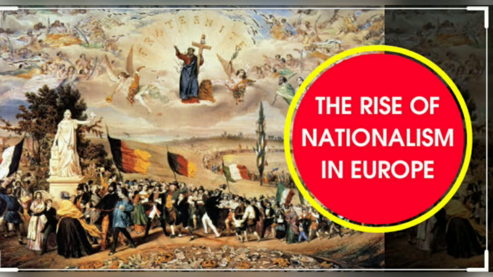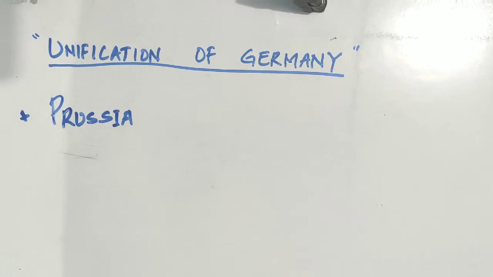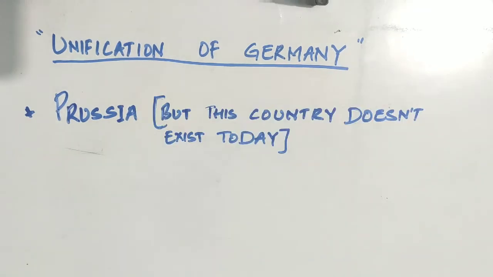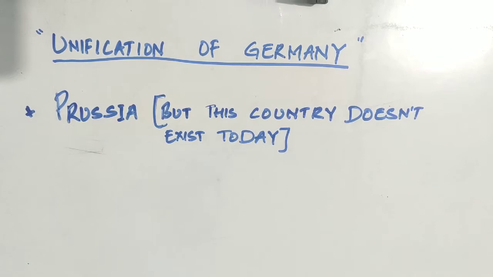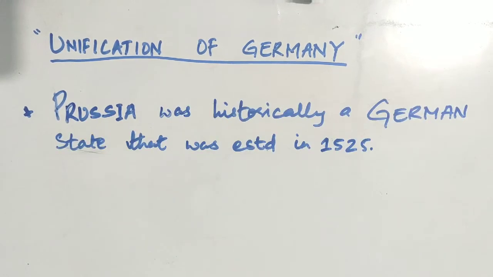Today we'll discuss the last part of the history lesson, the rise of nationalism in Europe. So before we move on to the unification of Germany, I would like to focus your attention on a country named Prussia, because during revolutionary days in Europe, you will keep on hearing about this country most frequently.